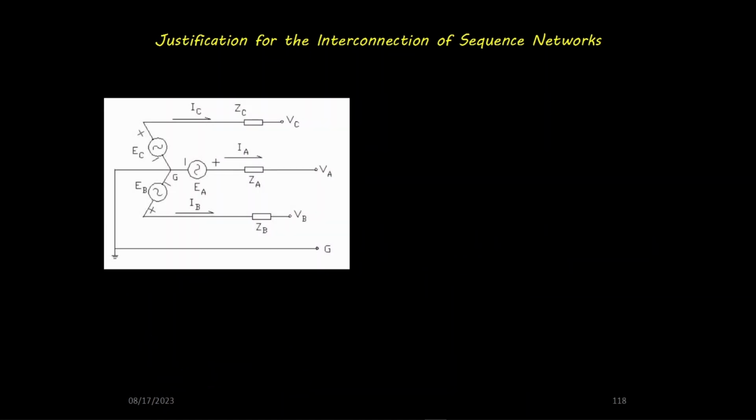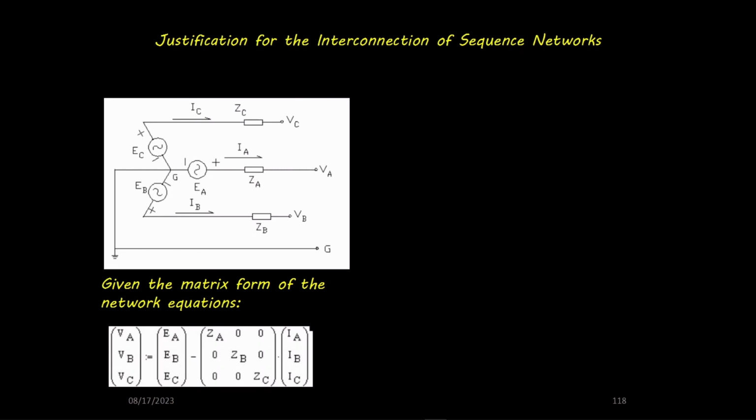Writing the equations for the network in matrix form, we get the matrix equation shown. The matrix equation just says that VA is equal to the source voltage EA minus the voltage drop across CA due to IA. Likewise for VB and VC.